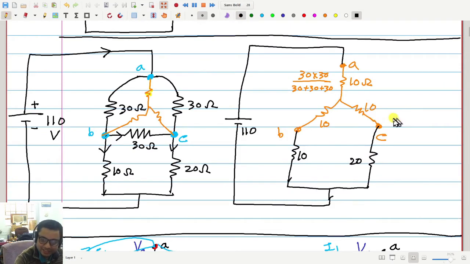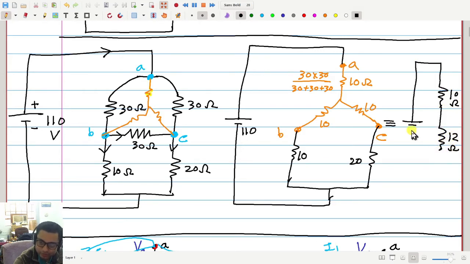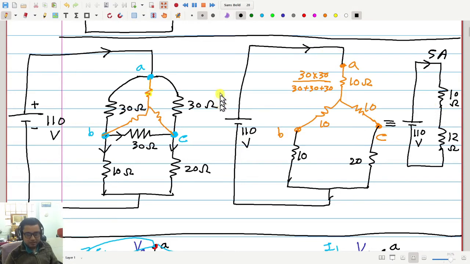So then this becomes equivalent to this 10 ohm, and then 20 parallel 30 is 12 ohm. So then this is 110 volt. So then this current will be how much? 5 amp. Okay. And now the problem is not complete.